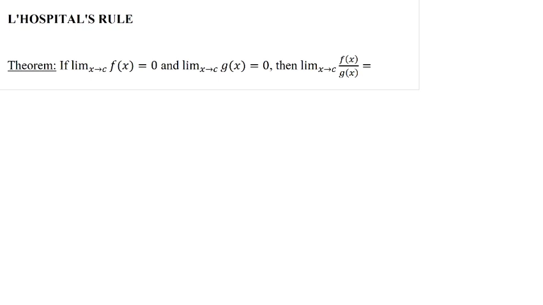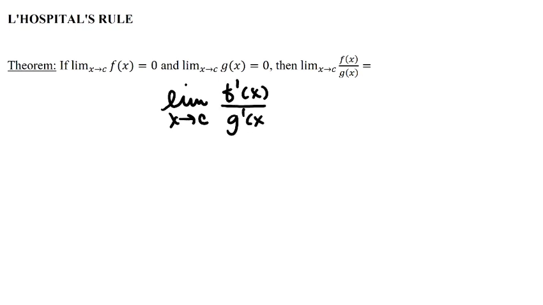All right, in this video, I'm talking about L'Hopital's rule. And I'm just going to start by telling you the theorem. If the limit of f of x is 0 and the limit of g of x is 0 at the same place, and we're looking at the limit of their ratio, which is going to 0 over 0, we can take that limit by considering the limit as x approaches c of f prime of x divided by g prime of x.